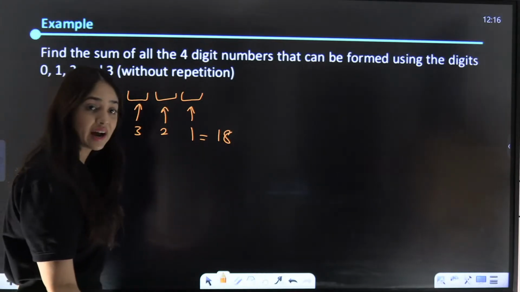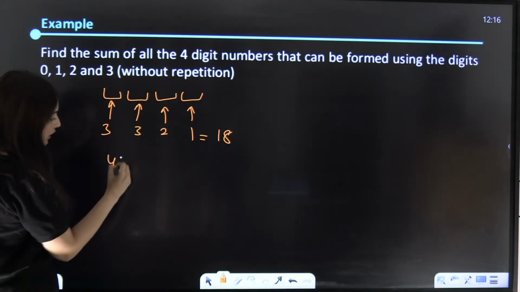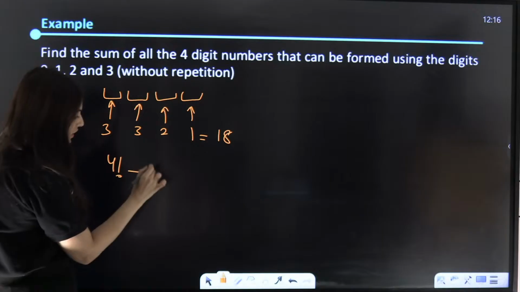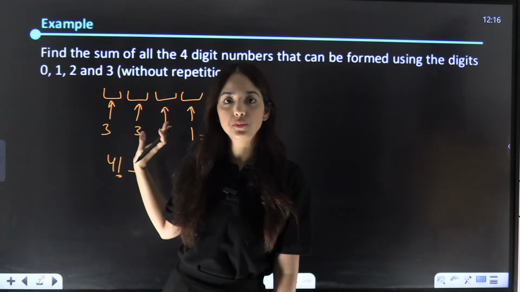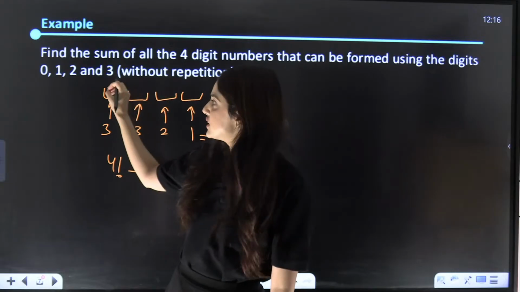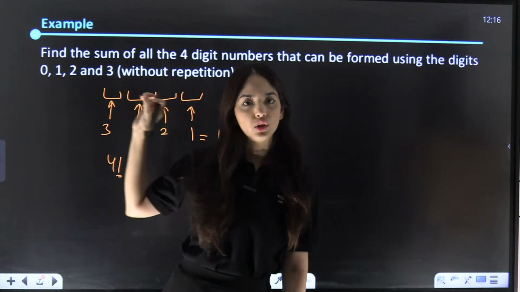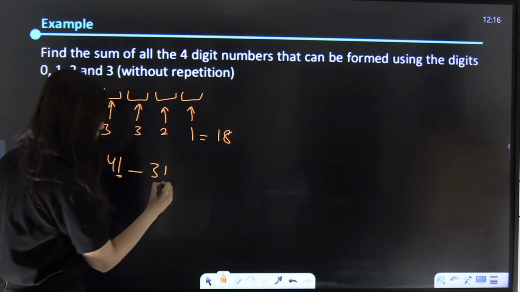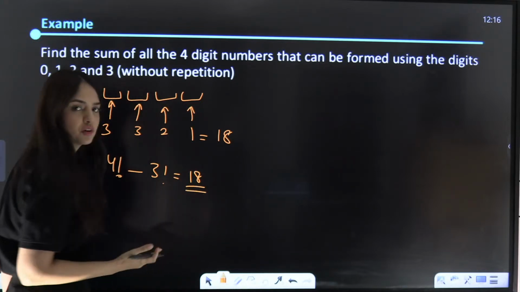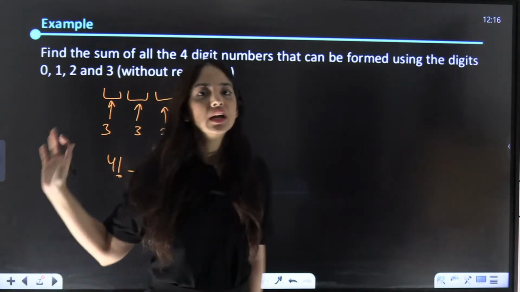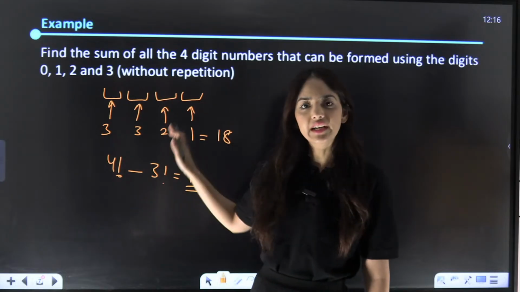Or we can look at it that we have 4 factorial, we arrange all of them and we exclude the numbers where 0 was in the leftmost place. So how many such numbers? We fix 0 and then we have 3 factorial. So 4 factorial minus 3 factorial, that is 18 again. Of course, we will get the right answer if the method is correct. So you can take a look at both the methods.